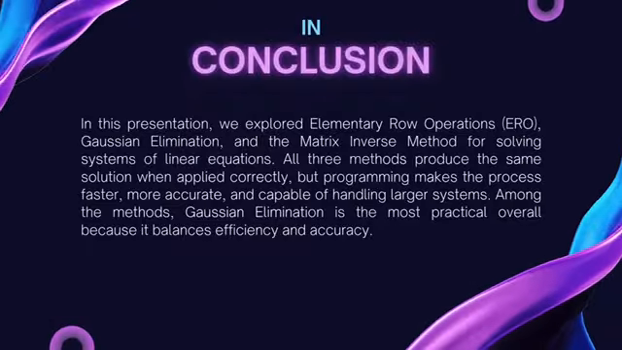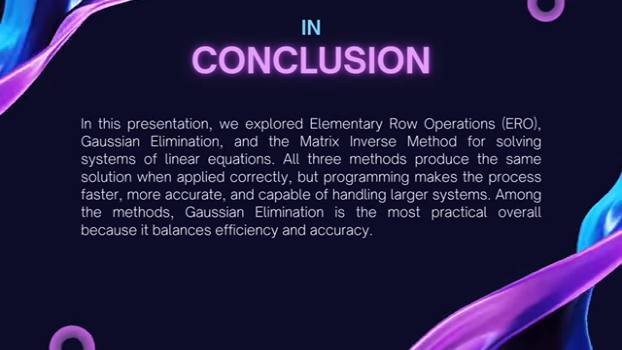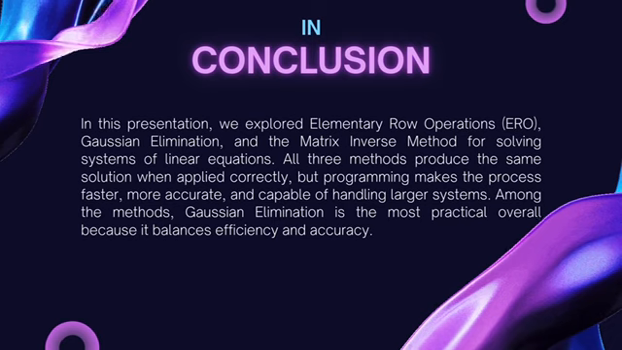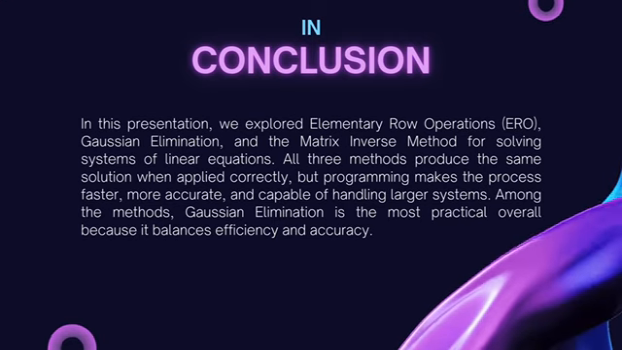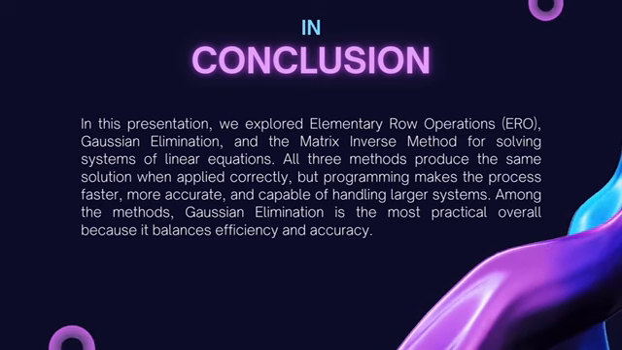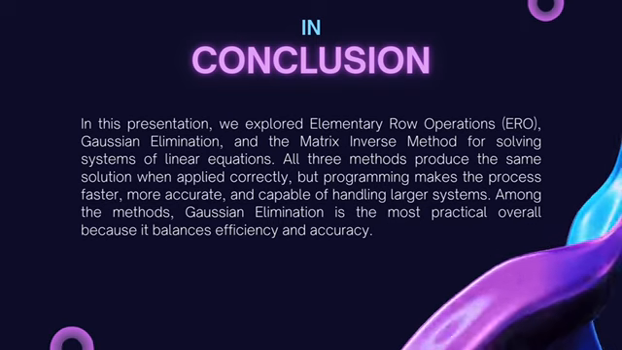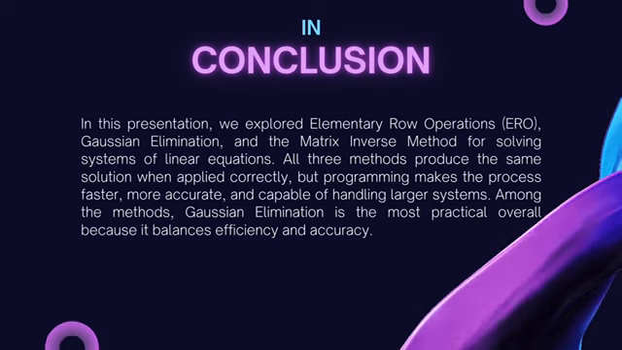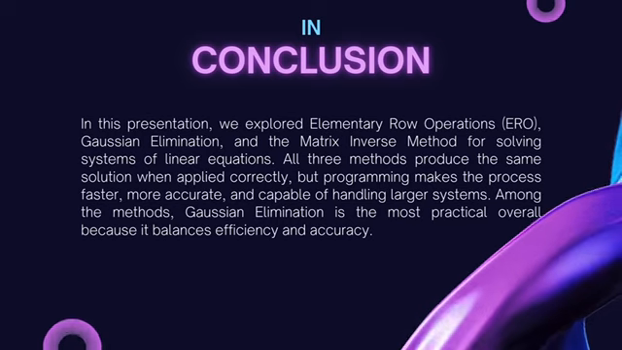In conclusion, we explored elementary row operations, ERO, Gaussian elimination, and the matrix inverse method. All these three methods produce the same solution when applied correctly. Using Java programming makes solving faster, more accurate, and able to handle large systems. And we conclude that Gaussian elimination is the best method as it is the most practical overall due to its balance of efficiency and accuracy.